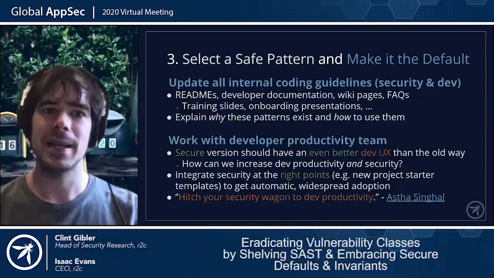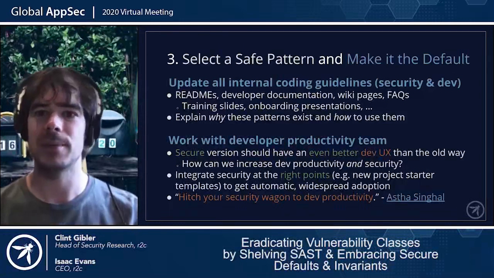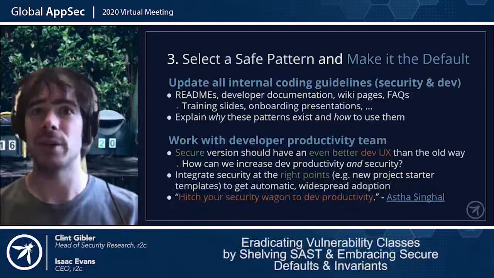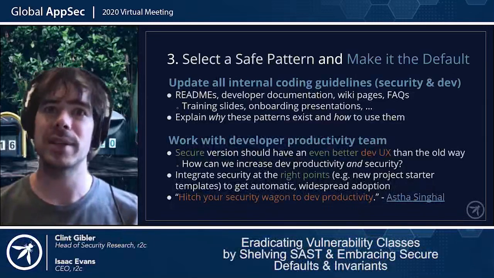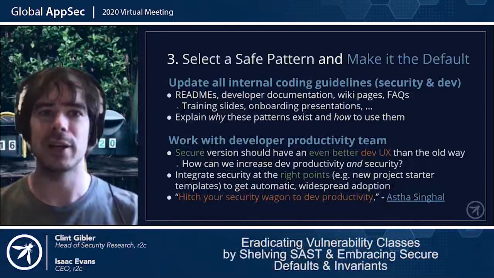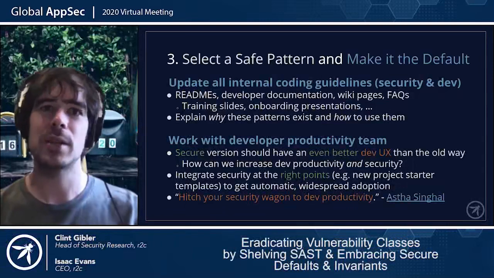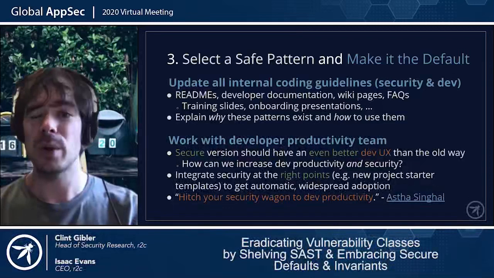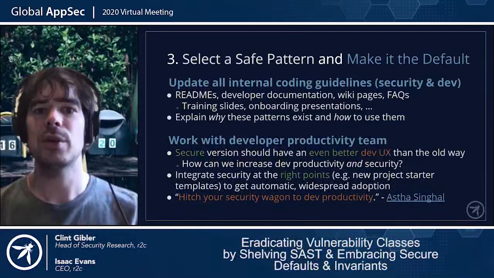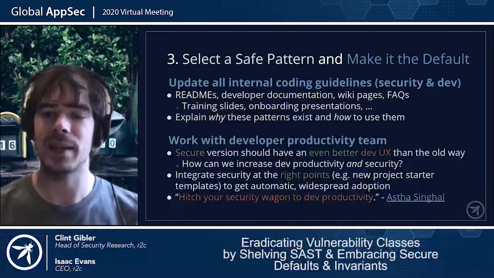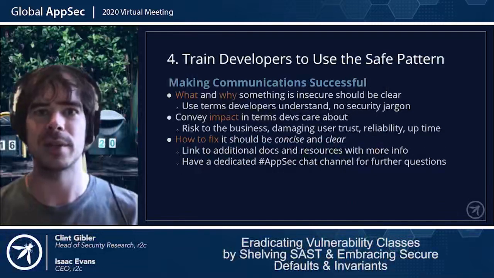Another important tip is to integrate security at the right points, for example, in new project starter templates. So say, for example, there's a Git repo that every developer in your company will fork to create a new microservice or a new internal component. If you put the secure defaults into there, then everyone who uses that repo, which should be everyone if that's the expected practice in your company, you get this automatic widespread adoption of secure defaults without you having to encourage anyone to do anything because it's just already there. And a quote I like from Asta very much is, hitch your security wagon to developer productivity. Because ultimately developers want to move fast and get more features done. So if we can enable them to do that, of course, they'll do it.